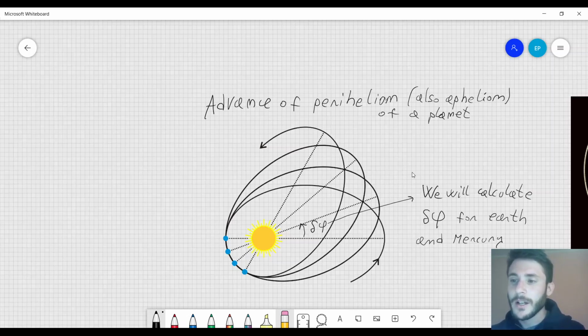And you can see here in this sketch that after each revolution of the planet, the elliptical orbit is rotating together with the planet. So after one revolution, there is an angle delta phi that's causing a shift of the aphelion here, but also the perihelion here.